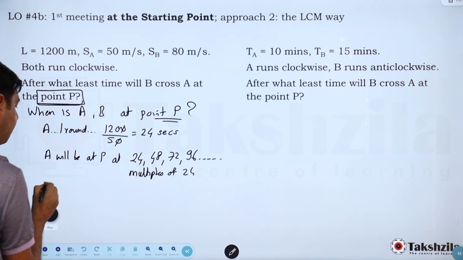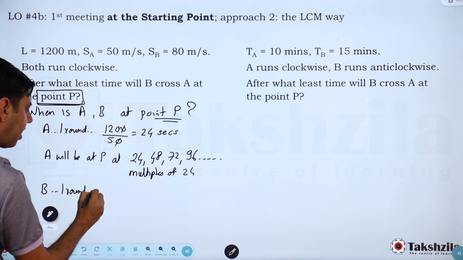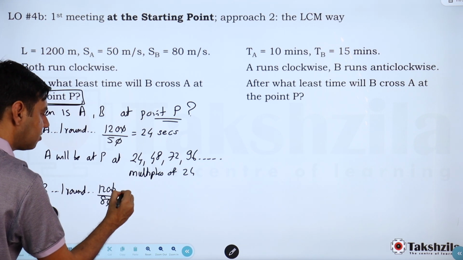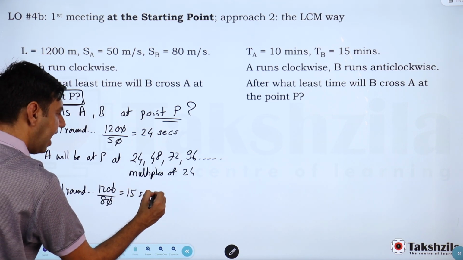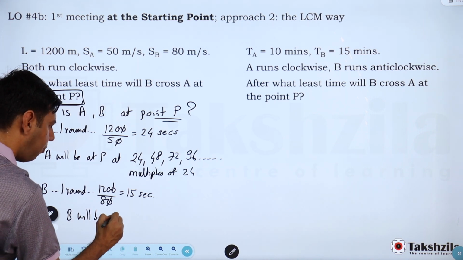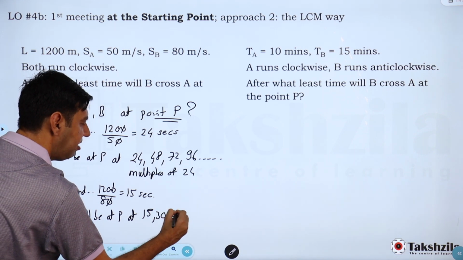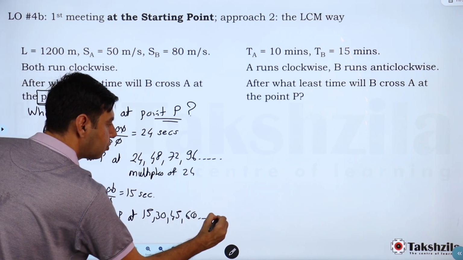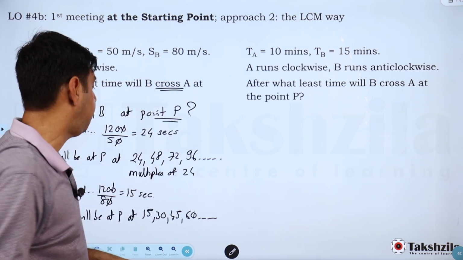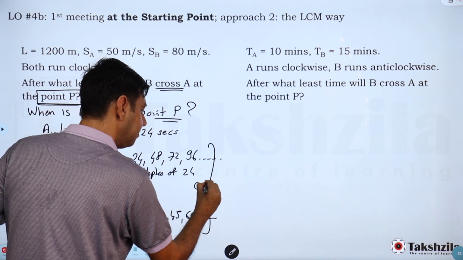Similarly, if you do this work for B, B will take one full round, 1200, at what speed? At 80. So that is going to be 15 seconds. And we know that B will be at the start point P at 15, 30, 45, 60 and so on. Now, if I want both of them to be at point P simultaneously, I look at a common multiple.